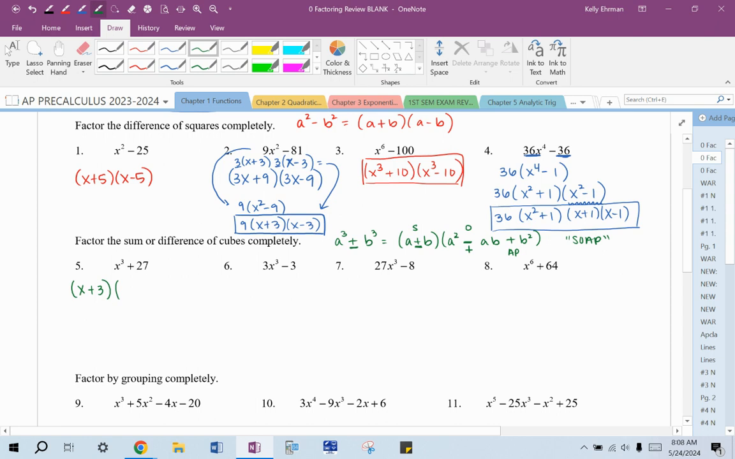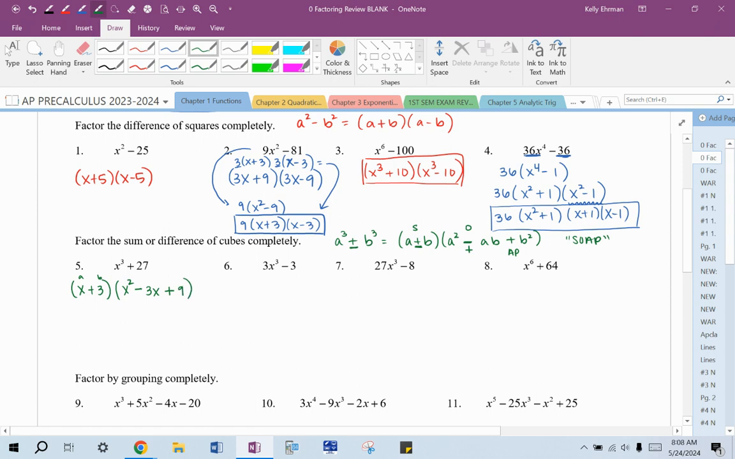And then the formula says a squared minus ab. So x squared minus, I'm not going to write x times 3, I'm going to write 3x. So that's where I said it's kind of like, here's the a and here's the b. It's kind of like b times a. Last term is always positive. B squared would be 9.